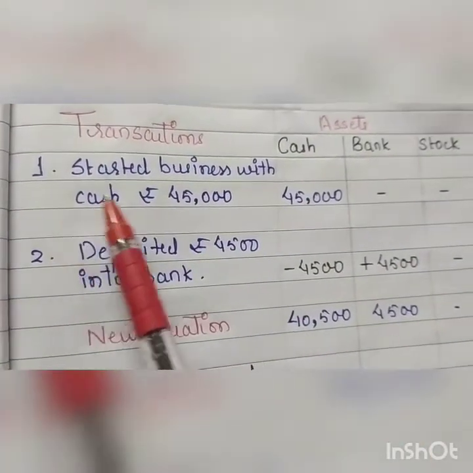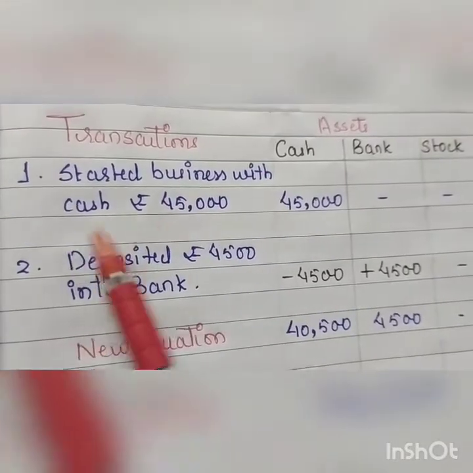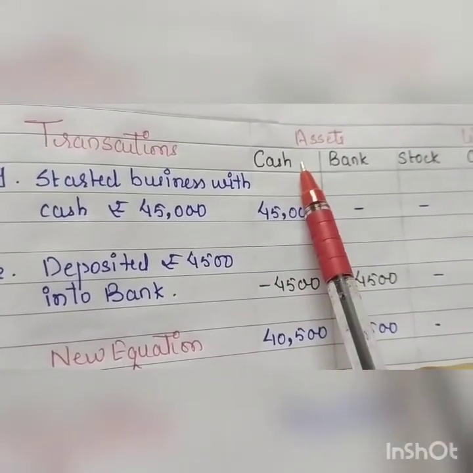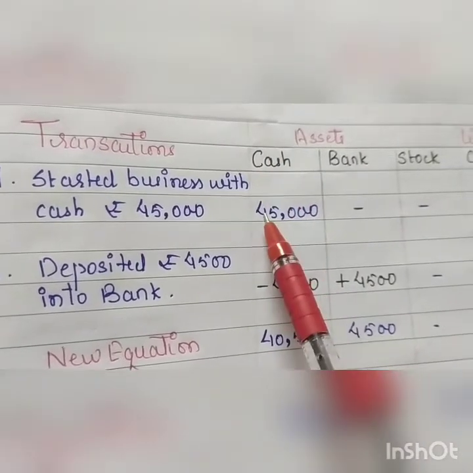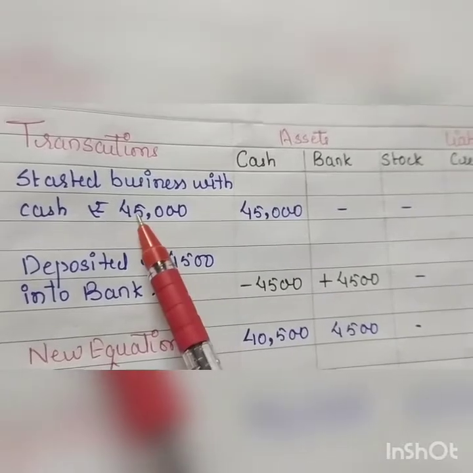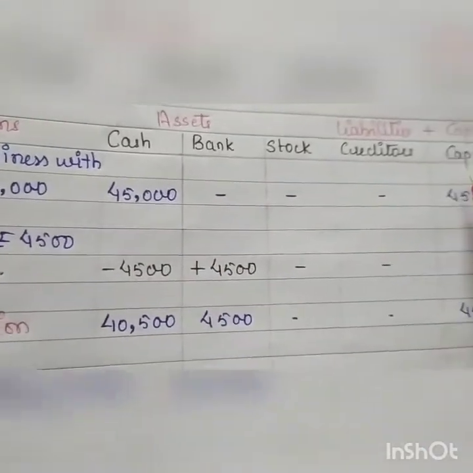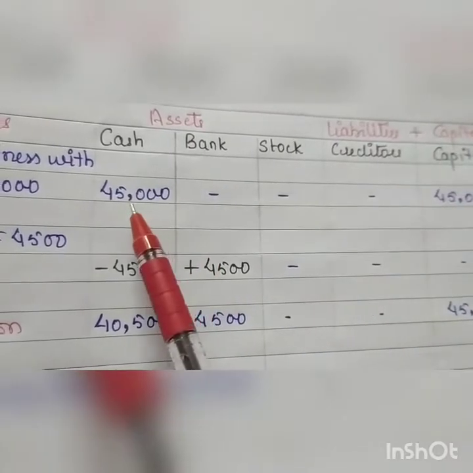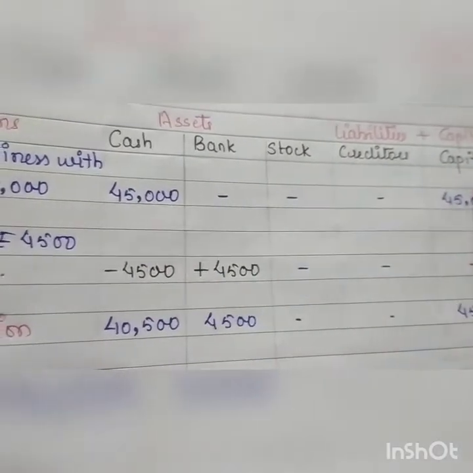First transaction is started business with cash rupees 45,000. Cash being an asset, you will create a column, add the amount, at the same time amount invested in the business known as capital. So this side your capital will increase by rupees 45,000. So both sides are equal.